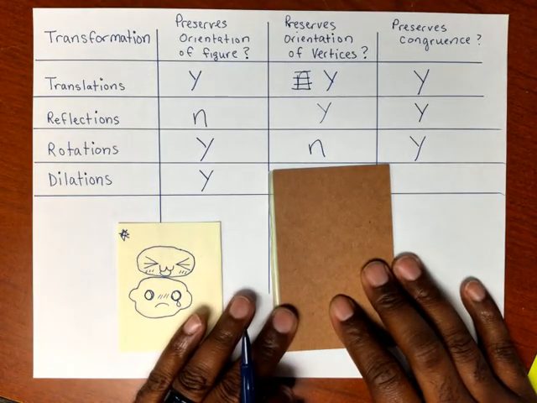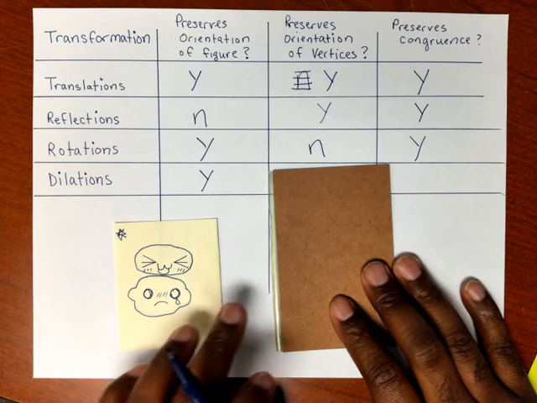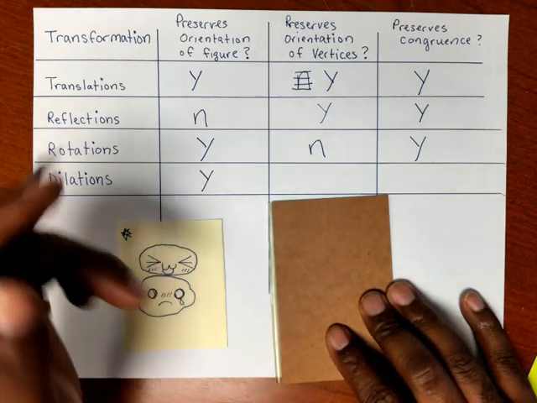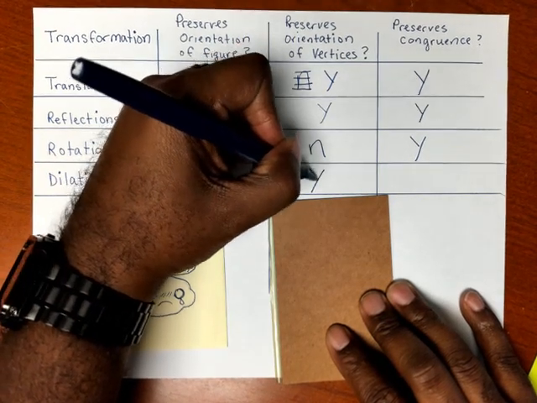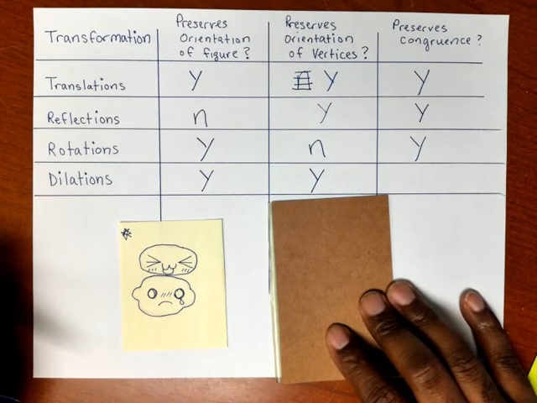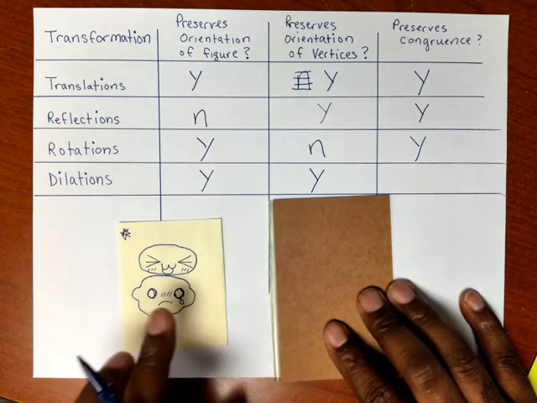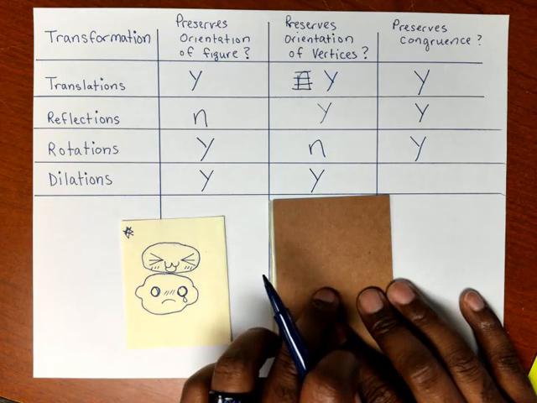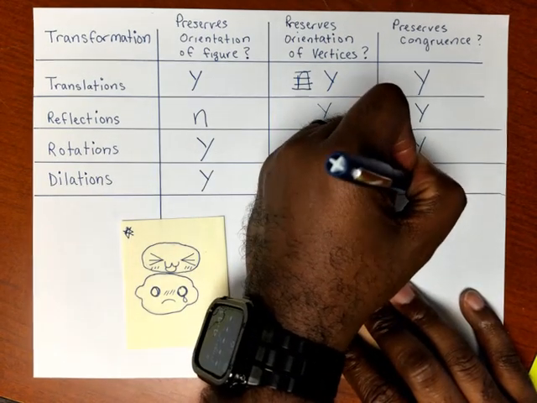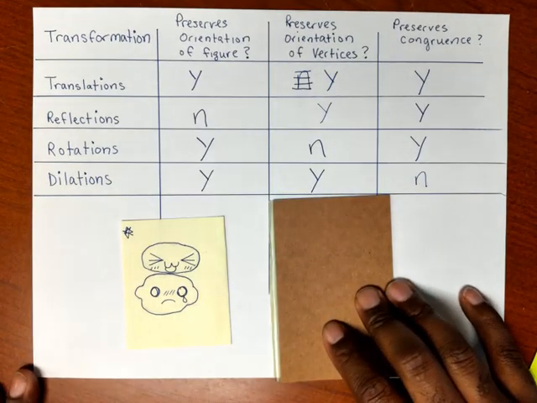Did it turn from here to here? It just got bigger. It didn't turn. So we're going to say it did not turn. So orientation of vertices is preserved. And lastly, does this preserve congruence? Well, did they stay the same size and shape from original to new? No. This clearly got bigger. And because it got bigger, we're going to say no, it did not preserve congruence.